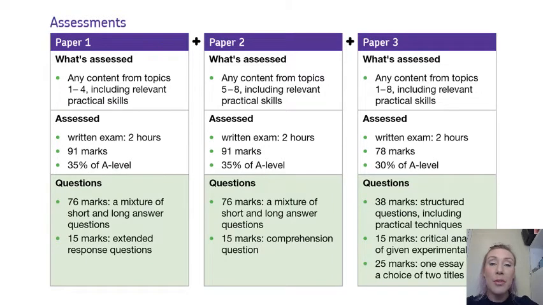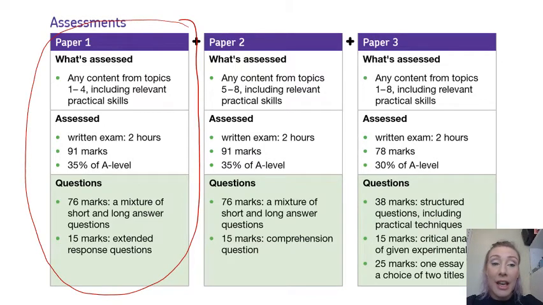Okay, so what you can see in front of you is the overview of the assessments that we're preparing for at the end of year 13. So we've already done an awful lot of work in preparation for them. So let's take a look at paper one.